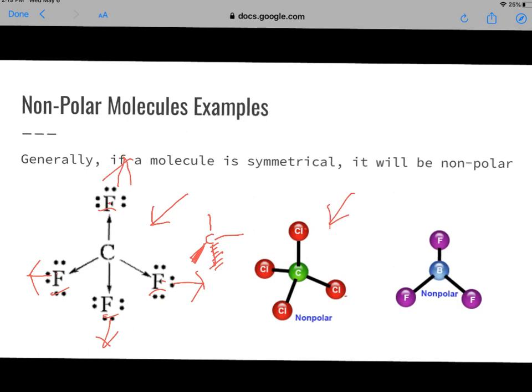Same with this one. We've got chlorines all the way around. They're all pulling evenly hard on the electrons, and so the electrons just don't move. And the same with this one: fluorines all the way around in this flat triangle shape, all pulling. If you imagine, these are all pulling like a tug of war, but they're all pulling equally hard. The middle doesn't move, the electrons don't move. So these are all nonpolar molecules.